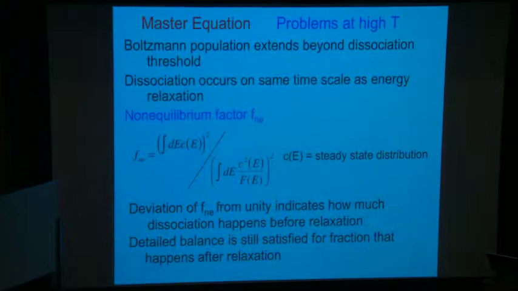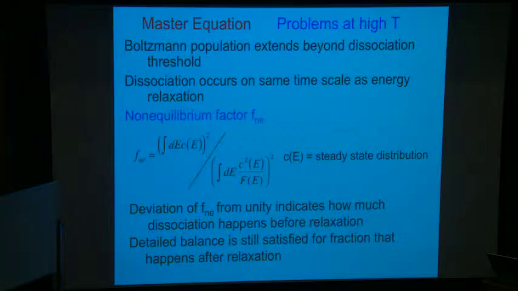What happens when your Boltzmann distribution has significant population beyond the dissociation limit? Then you're going to be dissociating while you're forming this Boltzmann distribution, and you have a mix of the dissociation process with this energy relaxation process. It really complicates matters. People have talked a lot about something they call the non-equilibrium factor. We'll talk about it a little bit towards the end of the lecture.